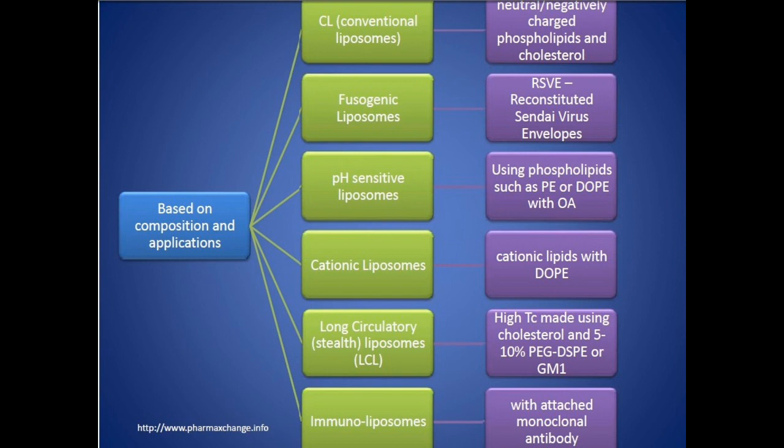Then the long circulatory liposome, that is LCL, or in other words the long stealth liposome, which is of high transition temperature, made using cholesterol and 5 to 10% of PEG. With respect to DSPE or GM1, you can use them to formulate your LCL or LSL.